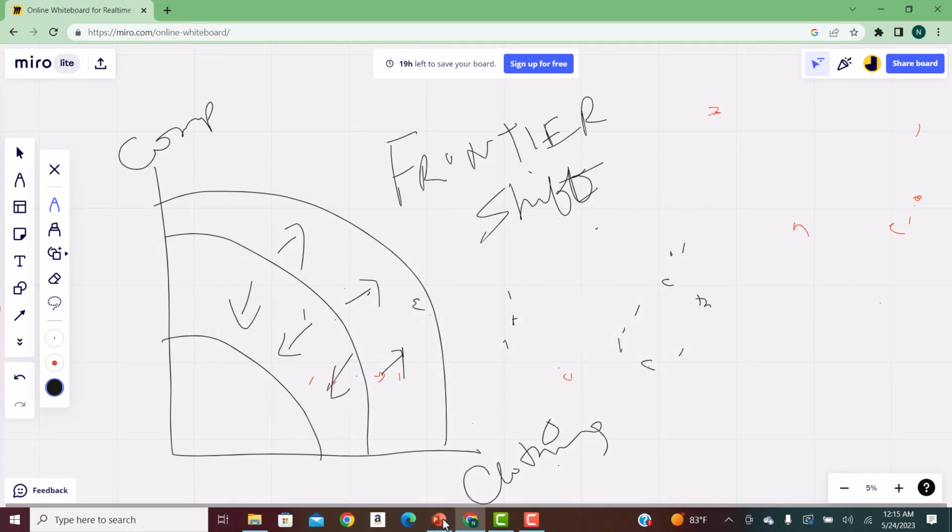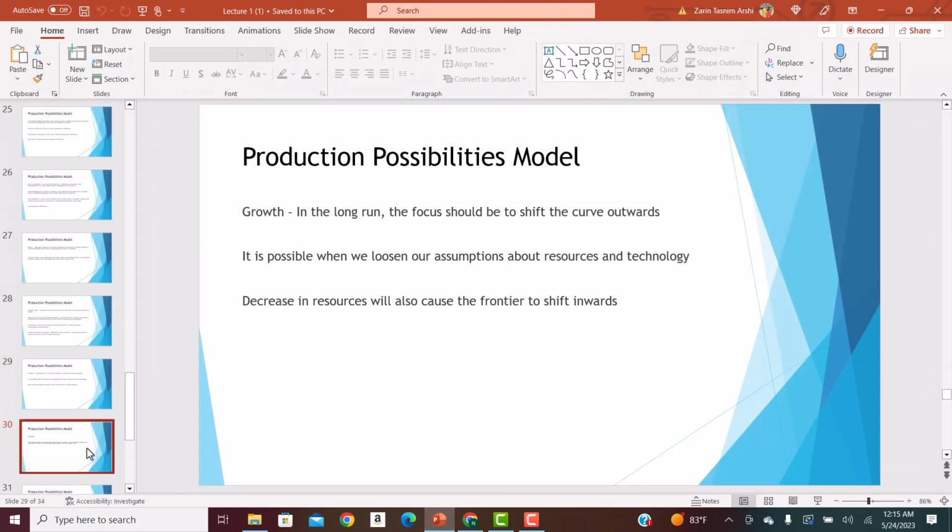Now, what events can cause a decrease in resources? Events such as war, wildfire, or natural disaster, or a famine, or a COVID-19 pandemic. All these things basically destroy resources, and as a result, the PPF will shift to the left, because now we have a lesser amount of resources to produce goods and services. So the PPF curve will shift to the left.